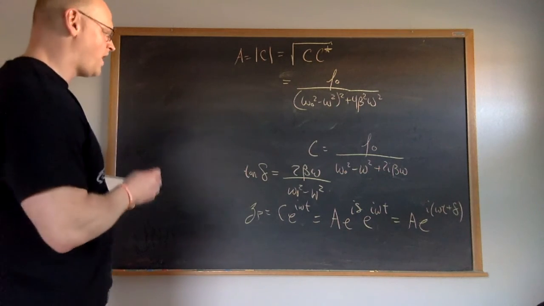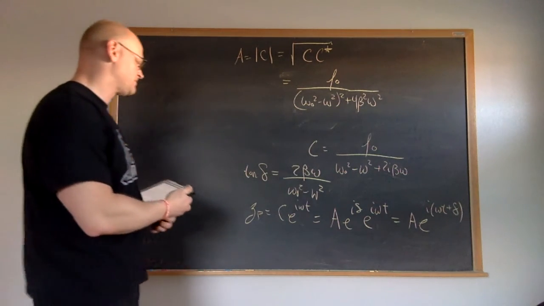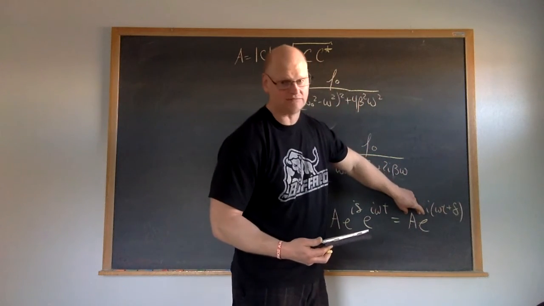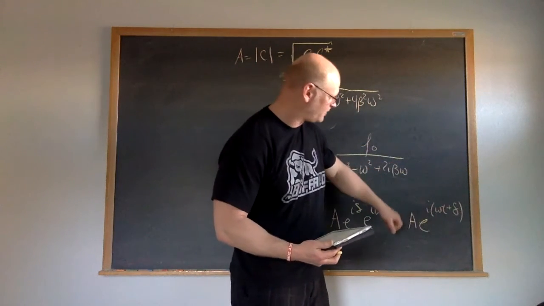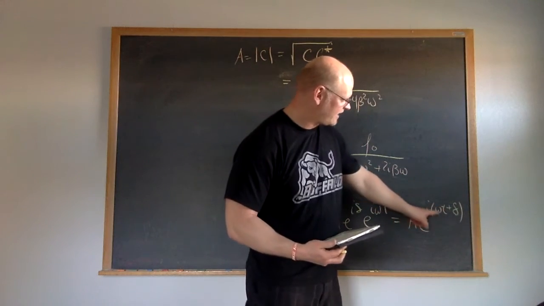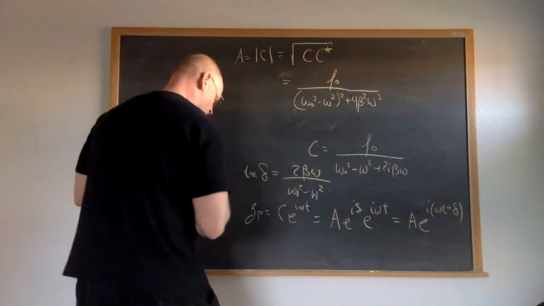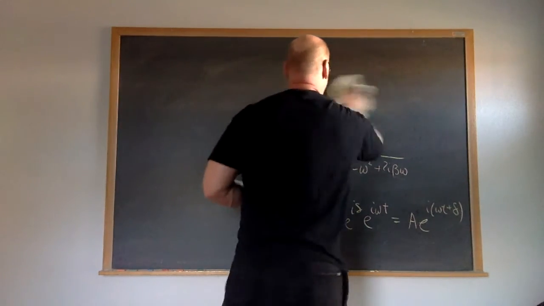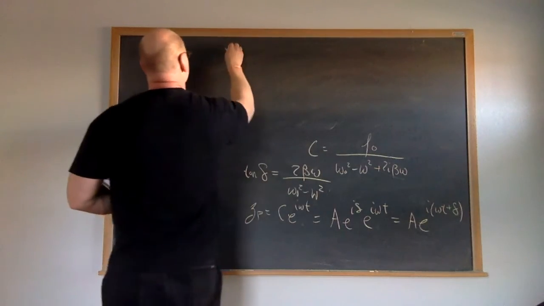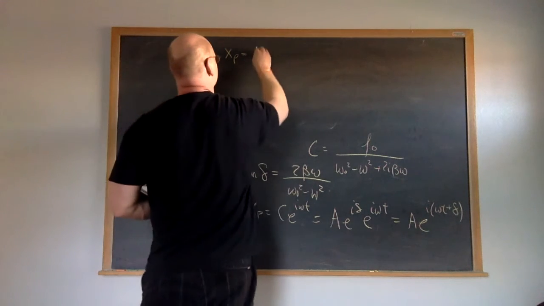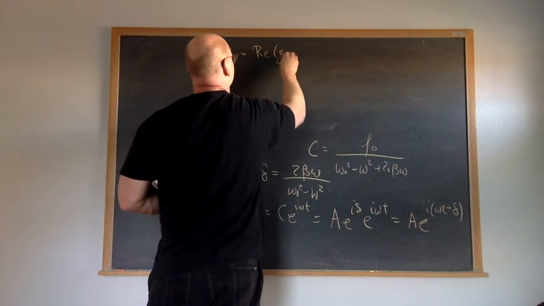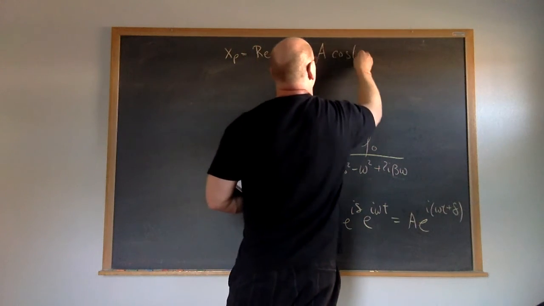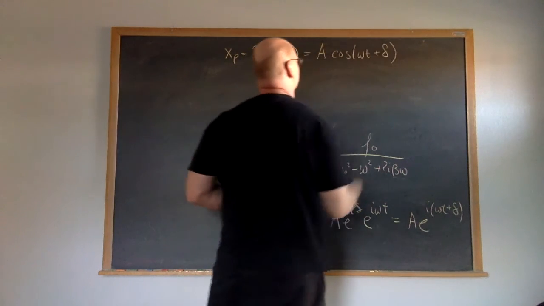Now again, what we want is the real portion of this. So we're simply going to take the real portion. When I take the real portion, this part is simply going to be A still, because that's a real variable. Here I'm simply going to get cosine of omega t plus delta. So finally, from this, we can learn that the particular solution, which again is equal to the real part of the complex version, is equal to A times cosine of omega t plus delta.